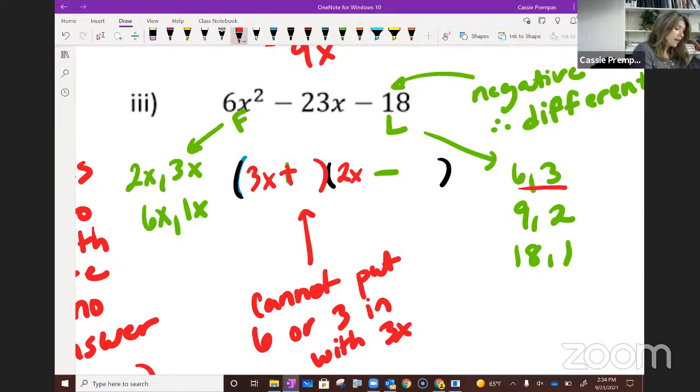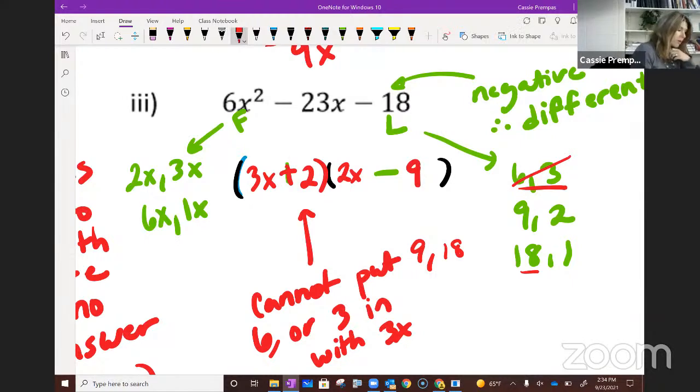Okay, so right now, I know that 6 and 3 don't work with 3x and 2x. Let's move on to 9 and 2. But if you put 9, I can't put 9 here either. Cannot put 9, 6, 3. I couldn't put 18 in either with 3x. So let's stick with 9 and 2, but use what Caroline said. What would I have to put in with the 3x, Caroline? 2, which means I have to put the 9 here.